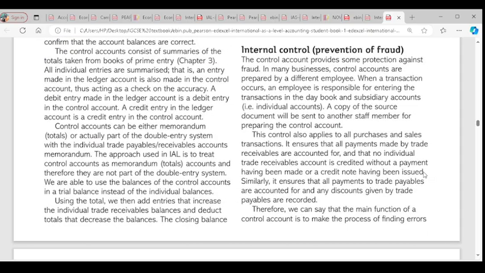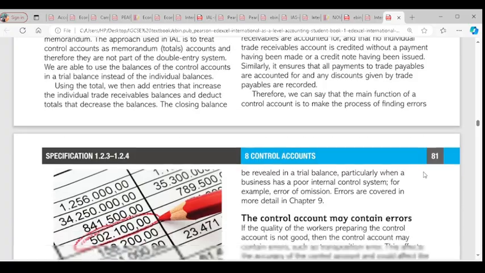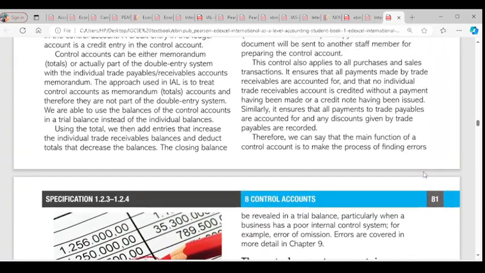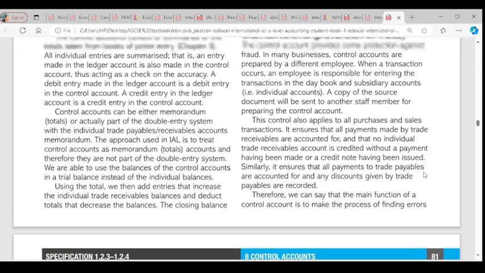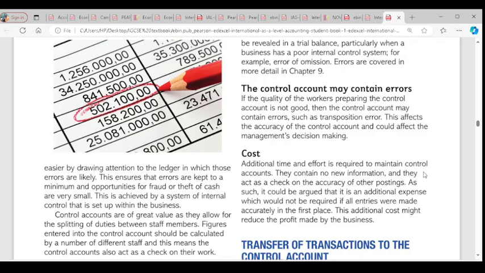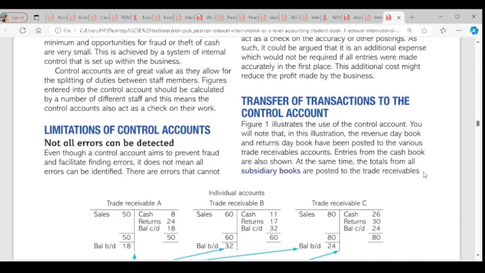So making the process of finding errors easier by drawing attention to the ledger in which the error occurs. The last thing here is that because it's a control account, it allows you to understand where the problem is coming from. Okay. I think it's clear, right? Yeah. So go to the limitations now.